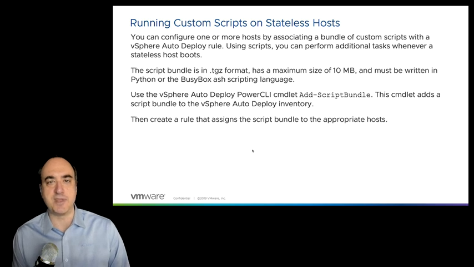Now those scripts can be run either in the ESX server's native scripting language, so in the BusyBox shell, that's actually the A shell, ASH. So you can write it in there. It's basically a clone of Bash. You can also write your script in Python if you like. And so you create these script bundles. It's basically a zipped file of all the different scripts you'd want to execute on that host.